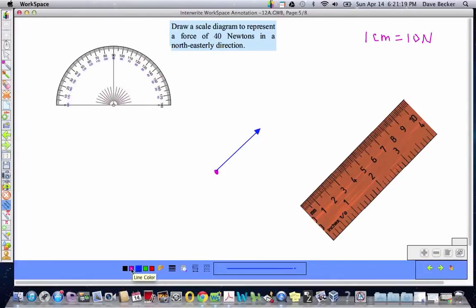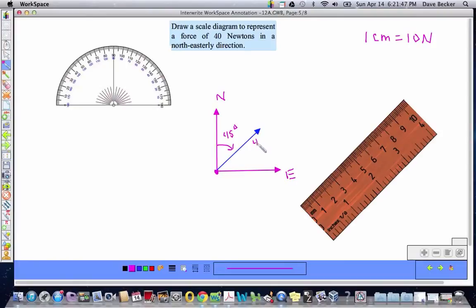Now what I also might want to do is just show north and east. There's east, here's north, and then we could label this angle right here 45 degrees and slap a north and an east on there.